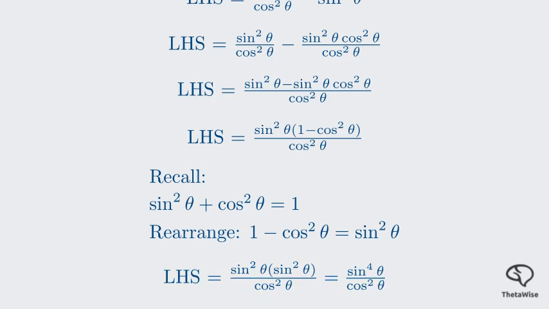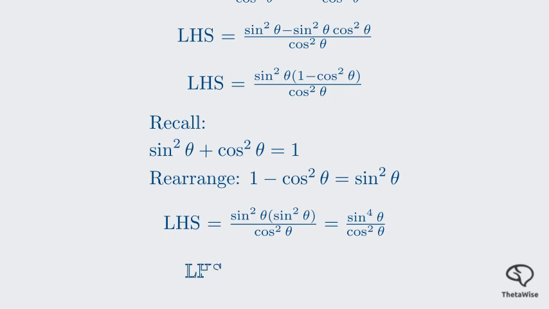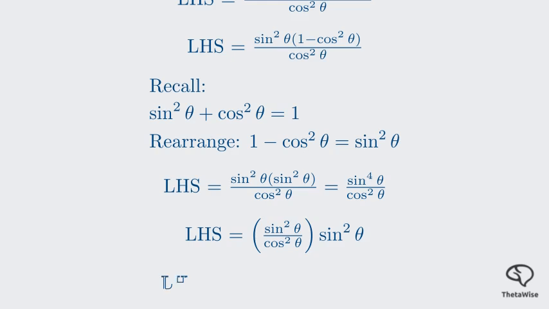Instead of sine to the 4th, let's keep it as sin squared times sin squared. This gives us sin squared theta over cos squared theta, multiplied by sin squared theta. LHS equals sin squared theta over cos squared theta times sin squared theta. And what is sine squared over cosine squared? That's right, it's tangent squared. So we have tangent squared theta times sine squared theta. Look, that's exactly our right-hand side. We have proven the identity.